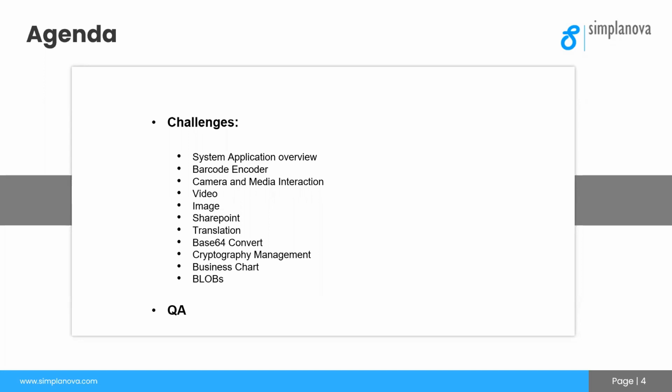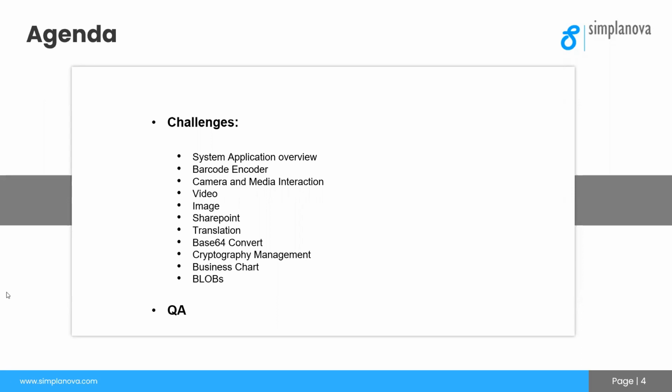That would perhaps be room for another webinar if any of us wanted a deeper dive into one of the topics or modules available within the system application. Today we'll have an overview of some of these features and basics and what they offer, starting from the barcode encoder, camera media interaction, video and image, Sharepoint module, which we had a webinar on a while ago, the translations module, base64 and other encoding methods, business chart add-in, and some of the blob features. After that, we'll have a short Q&A, and if anyone has any questions, we'll try to answer them.